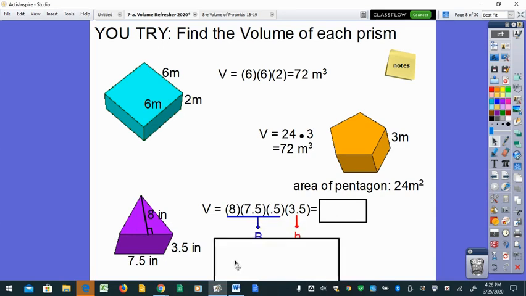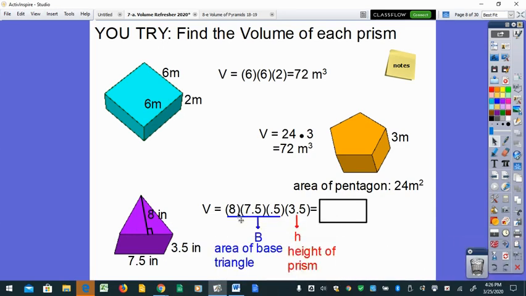So if you look right here, that's what we just talked about, and that's the base area. We still have to multiply it by the height of the prism to get the stack, to get the third dimension. And when you multiply these all together, you get 105, and don't forget it's inches cubed.